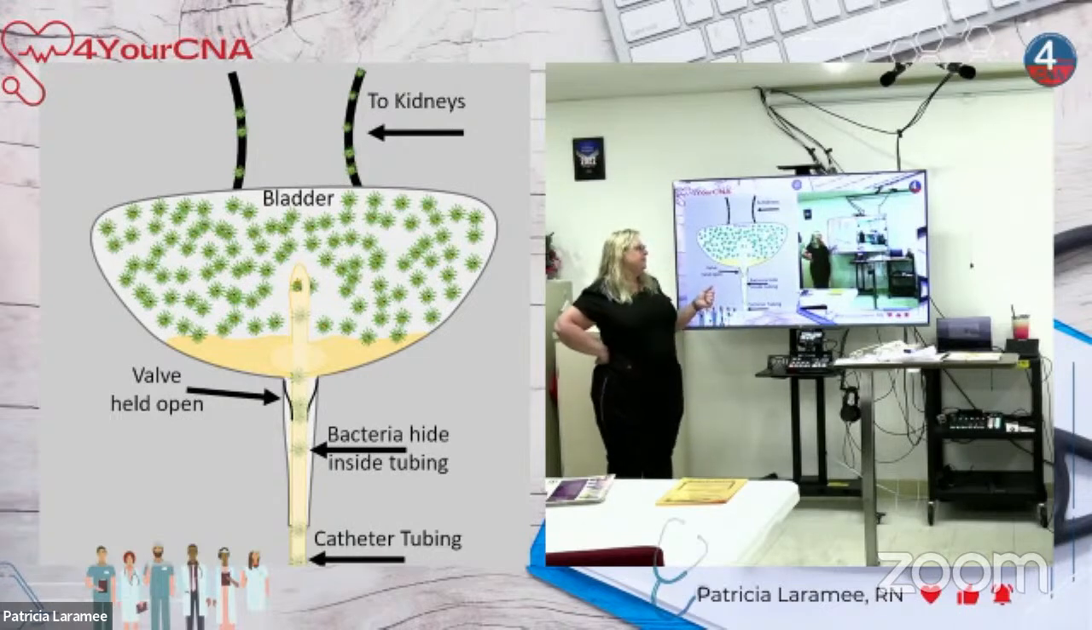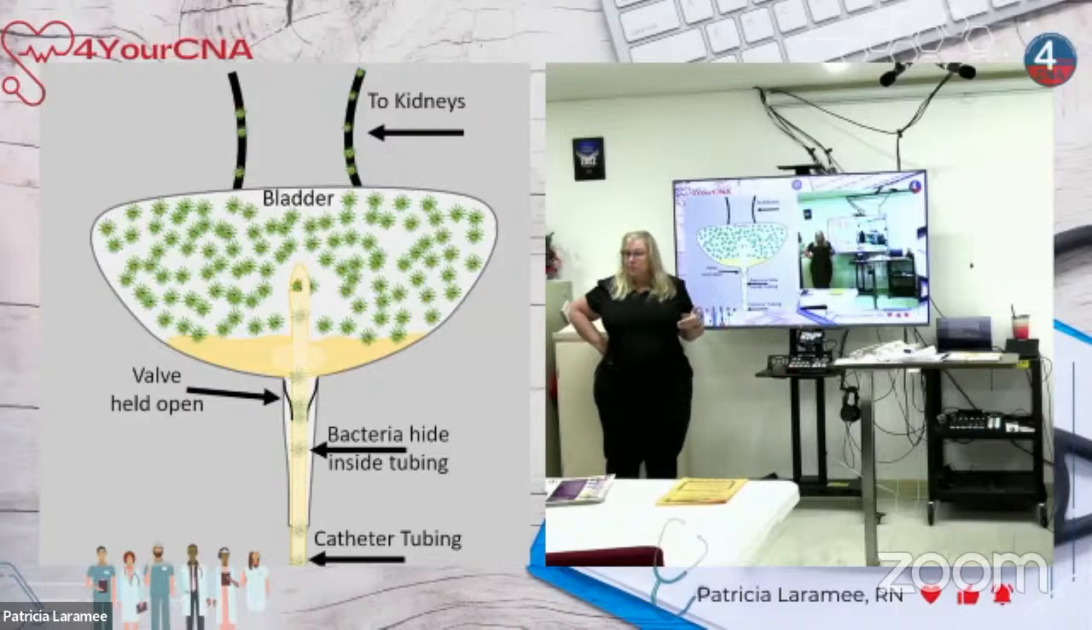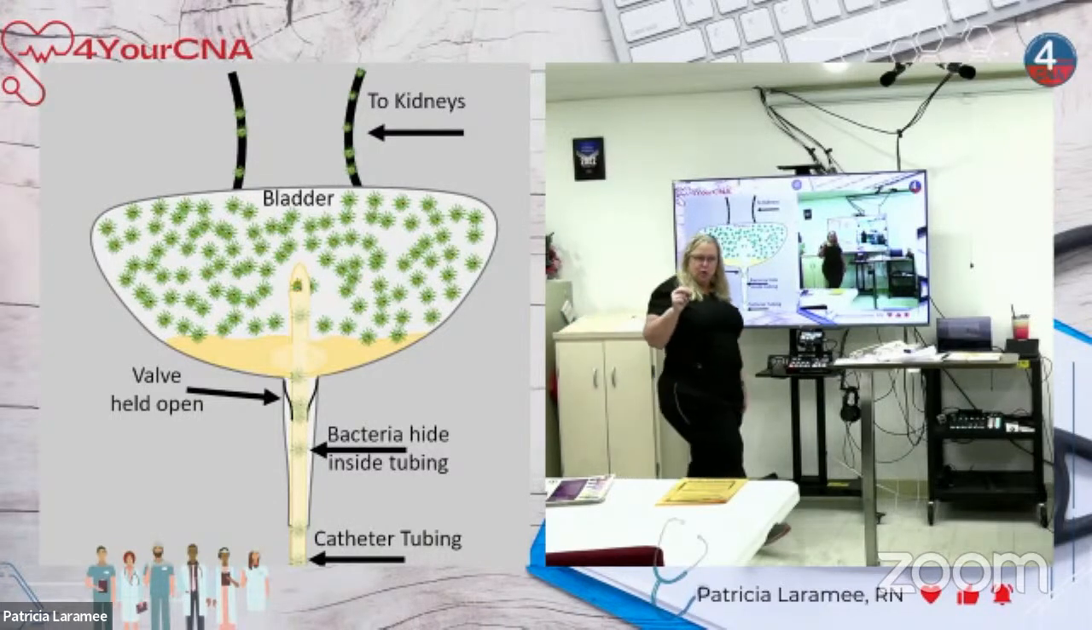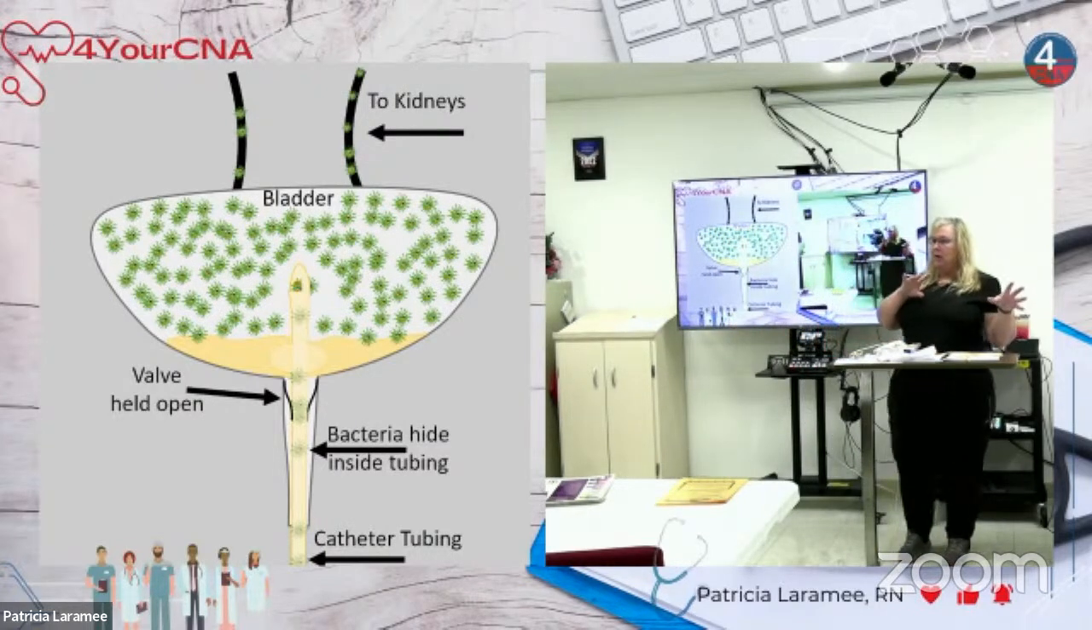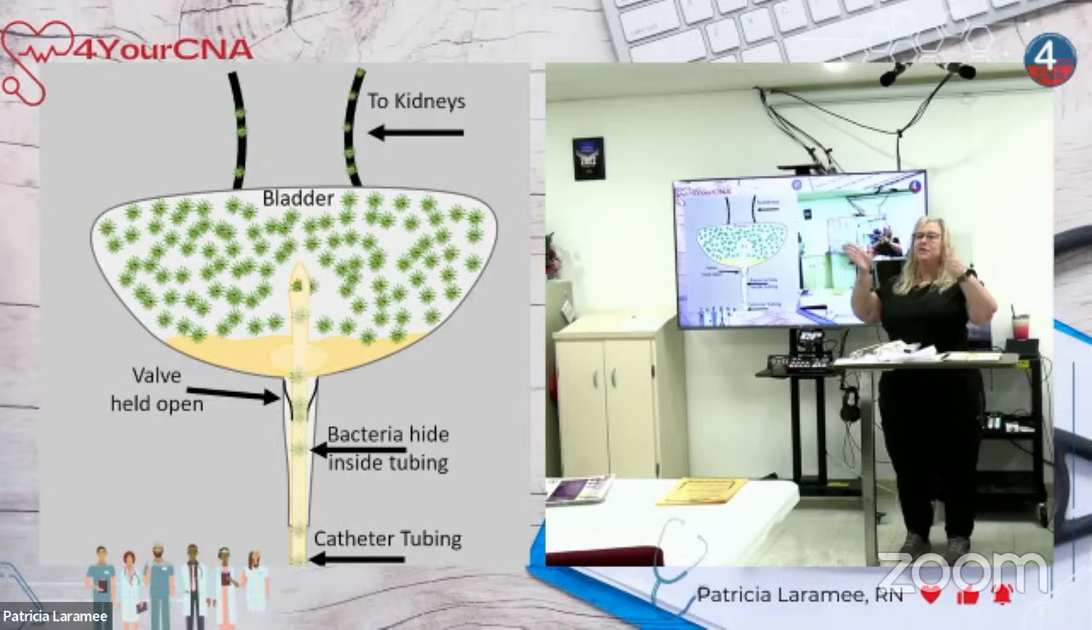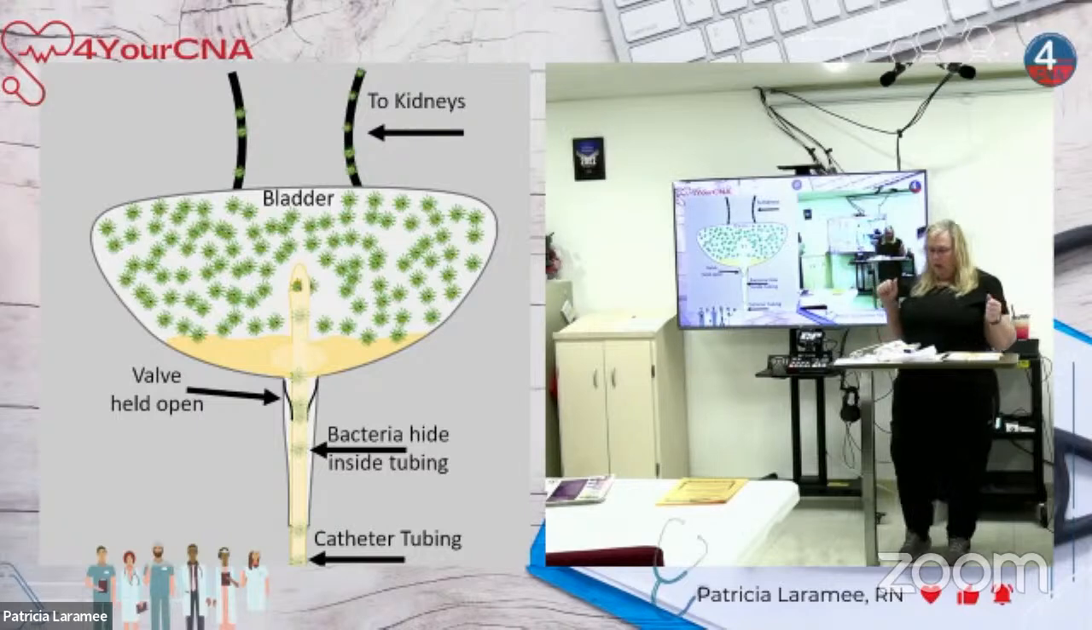Okay. So does this risk of infection make sense? Our whole goal here is to not even let one bacteria into the system. Not even one. Because one becomes two, two becomes four. So we don't want any bacteria into the system. And that's where infection control comes in with these next two skills. Catheter care and emptying the drainage bag kind of go together, but they are two separate skills. Good? Make sense? All right.